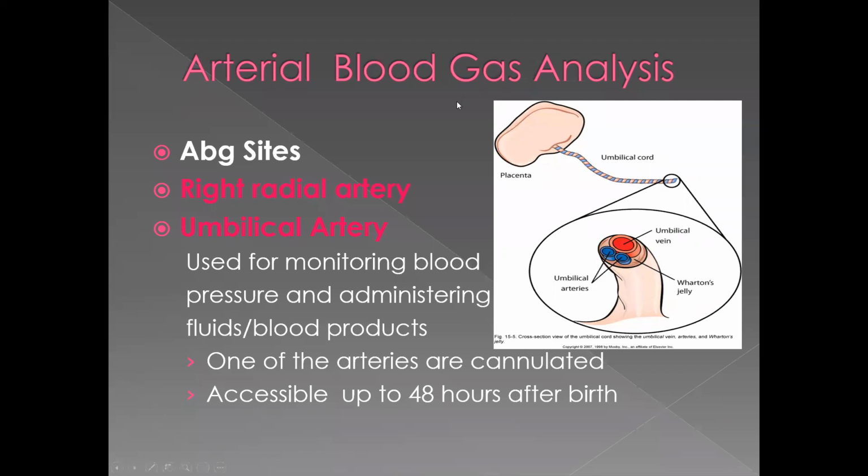So usually they use ultrasound if they're having a hard time finding or feeling for the pulse and sticking the vessel. So ABG sites: right radial artery, and then the other one is the umbilical artery. So in birth, up to 48 hours after birth, the umbilical artery can be cannulated.